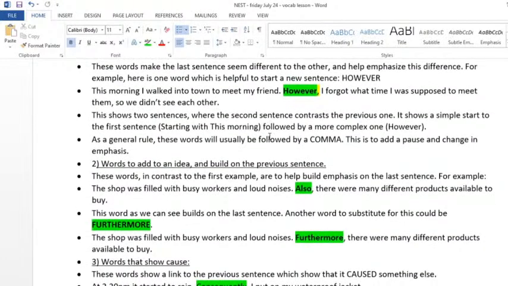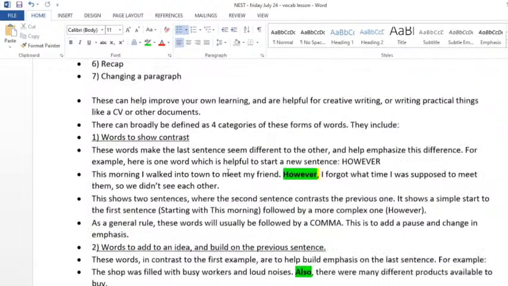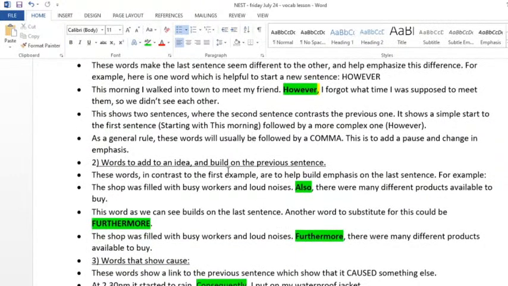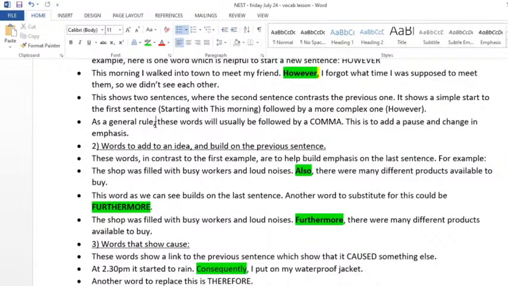This shows where it contrasts the previous one. It shows a simple start to the first sentence, starting with this morning. So this morning, that's quite a basic way to start a sentence, it's stating something. And however is a more complex example. It's a good transition word. As a general rule, and that's another complex transition starter there, these words usually are followed by a comma. There's a comma after however to add pause and an emphasis and a change in how you're going to display it.